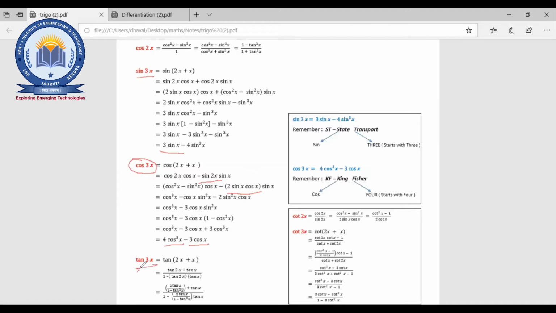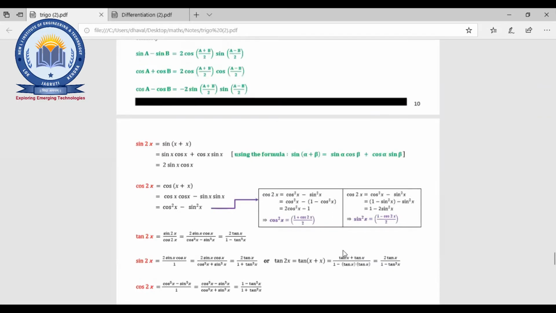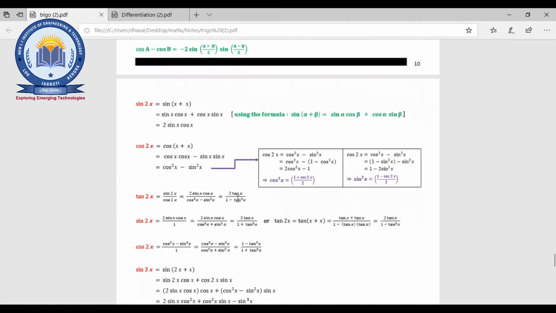Now that we know sin 3x and cos 3x, you can find out tan 3x. You can either go in that way, using sin upon cos, or write 3x as 2x plus x. Then we know the equation of tan of a sum that we have seen, with tan 2x. So you can use this equation: tan 2x is 2 tan x upon 1 minus tan square x.